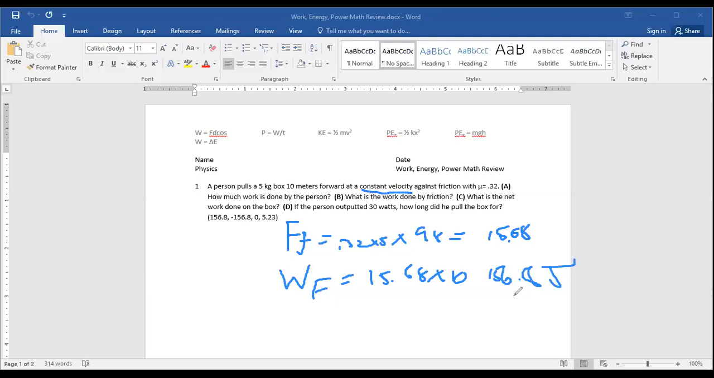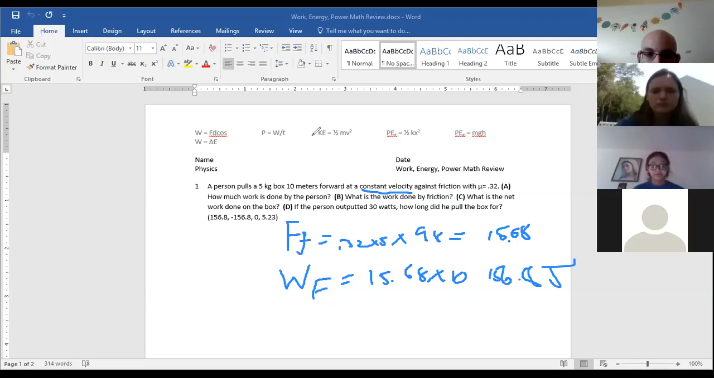So one of these answers is the answer to how much work the person is doing. And then what is work done by friction? It's the exact same value, it's just the opposite sign. It actually doesn't matter if you make the first one negative 156.8 and the second one positive 156.8, or as they're listed here, where the way you're moving is positive and the opposite way is negative. For C, what is the net work done on the box? Well, if both works are identical in value, just opposite signs, then the net work is 0. And again, we know the net work is 0 because the velocity is constant.